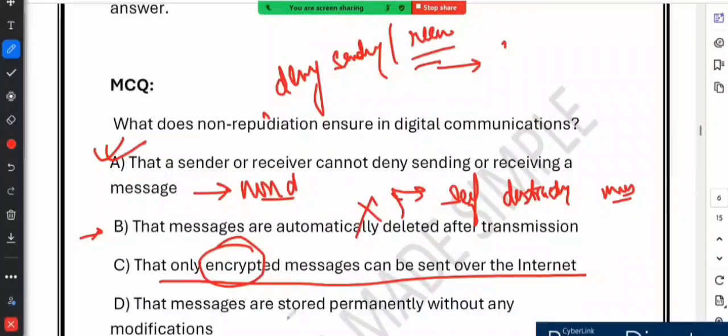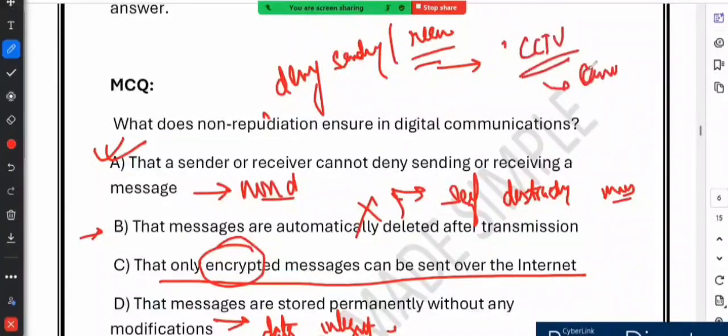The last option is that messages are stored permanently without any modification. This refers to what we call data integrity, not non-repudiation. While storing messages permanently can help security, non-repudiation is about proving the sender and receiver's involvement. For example, a CCTV camera recording keeps data safe from modification, but it does not prove who was involved in the event unless there is proper authentication.